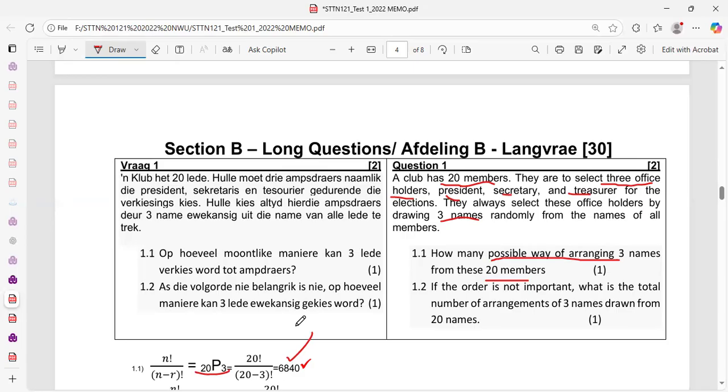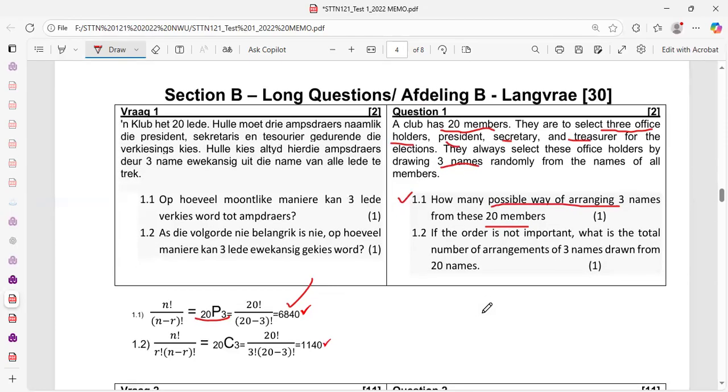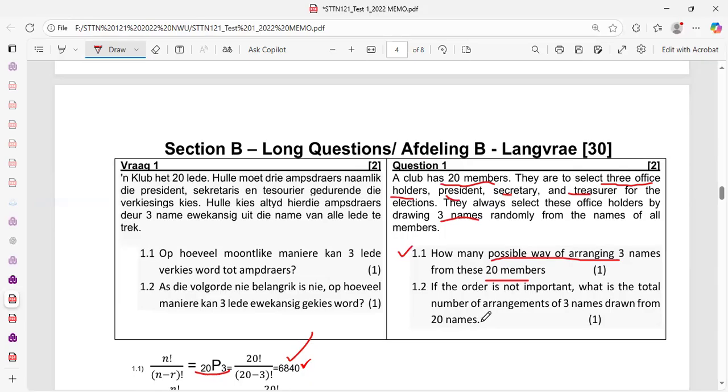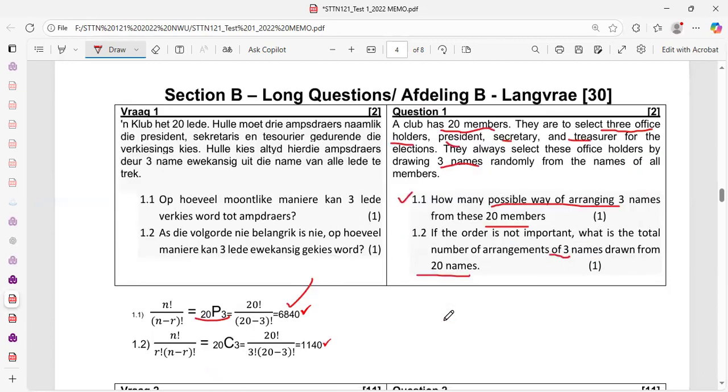So 20 permutation 3 is 6,840. For 1.1, that's the reason why they got 6,840. Now, if the order is not important, what is the total number of arrangements? Guys, remember, when we are talking about this, we have to use the combinations. What is the total number of arrangements of 3 names drawn from the 20 names? Same thing. 20 combination 3, you are done.